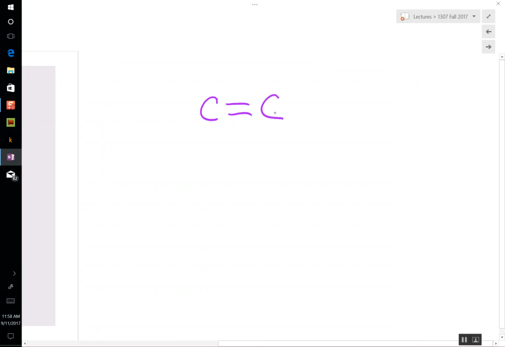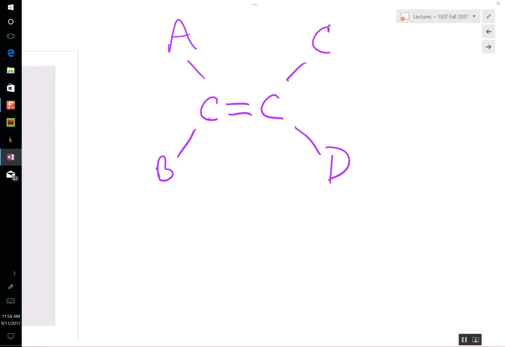Focus on the double bond, and there's going to be 4 things around it. All right, so that's what you're focusing on. There's 4 things around it. If one of those carbons has 2 things that are identical, then boom, it's not cis or trans. You don't need cis or trans in the name. We'll look at some examples.